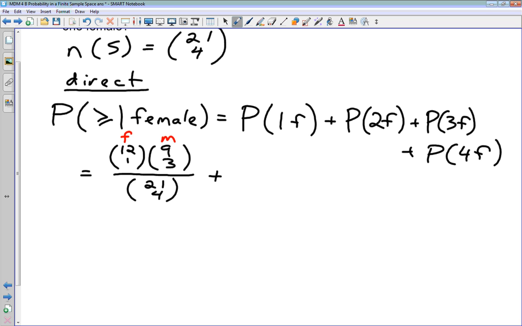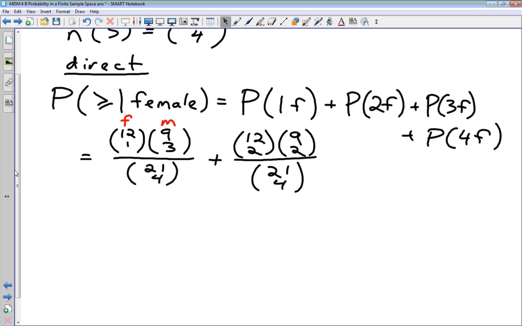What if we want 2 females on our committee? Well, there are 12 to choose from, so 12 choose 2. And then we need 2 more males to make up the rest of the committee. We have 9 males to choose from, so 9 choose 2. And again, this is all over 21 choose 4. That's it. This is females, males.